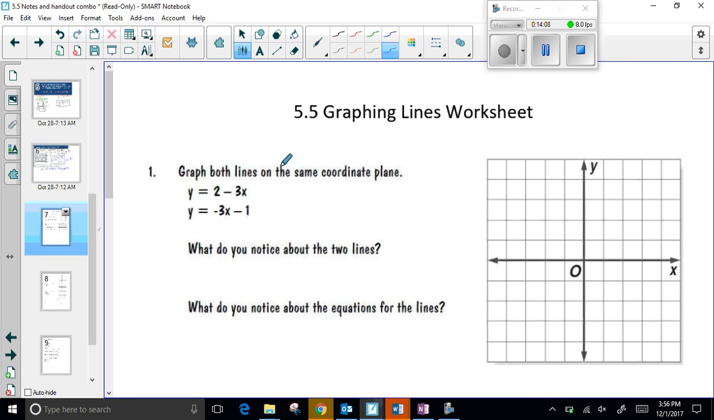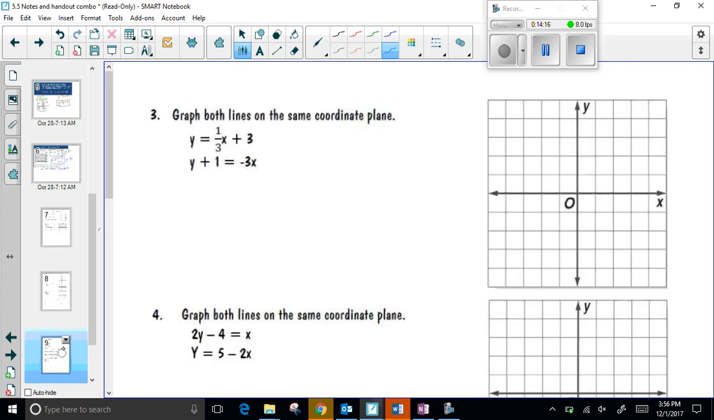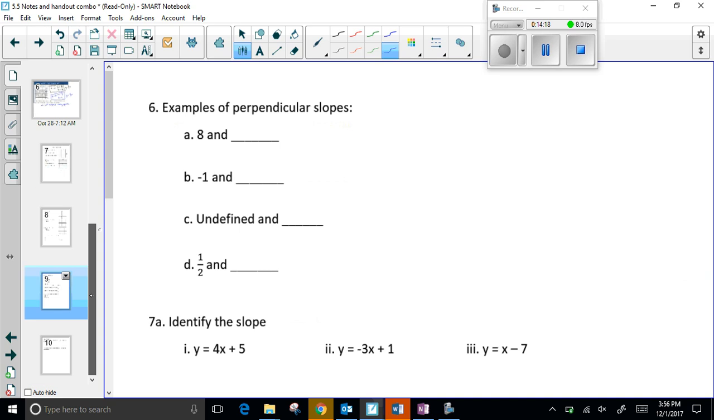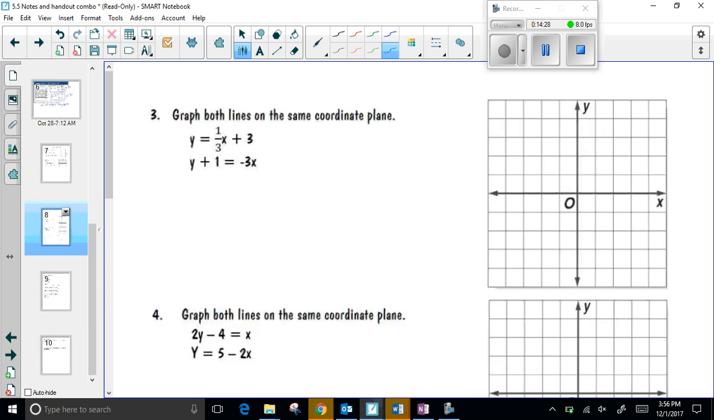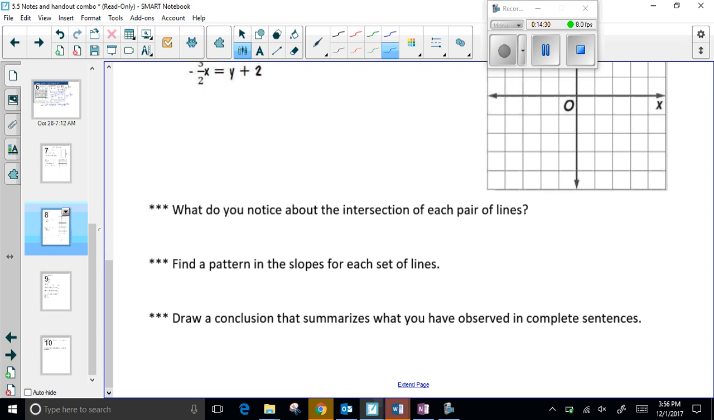Now that you have some understanding about it, I think you should be able to speak to how the equations are the same and how the graphs are the same. In the end, after you get through all of this in your homework, you'll be able to draw some conclusions about how to write equations for a line that's parallel or perpendicular. I think I was actually looking for something like this at the bottom, where what do you notice about the intersection of each pair of lines? Find a pattern and draw a conclusion that summarizes what you've observed.